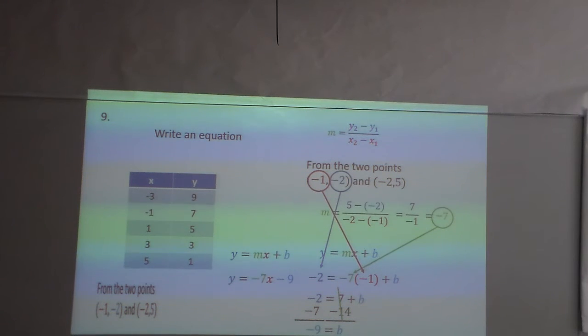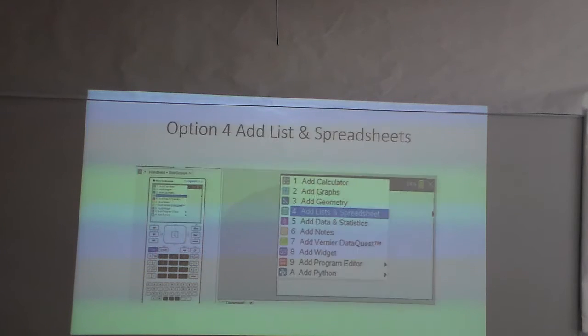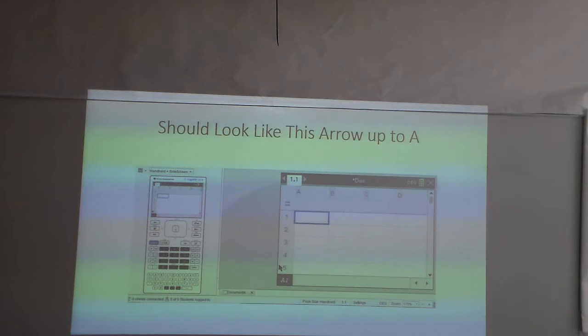So now I'm going to work the second problem here. Always hate it when my little thing messes up here. Or you can go to the calculator right here, hit new. I'm going to go to add list and spreadsheets. All right. And so here we go. And it's going to look like this.